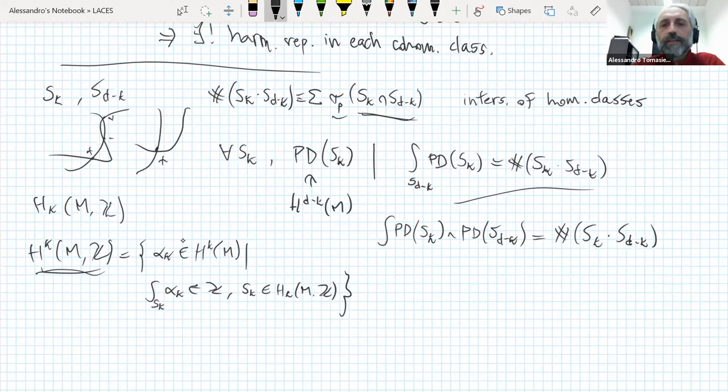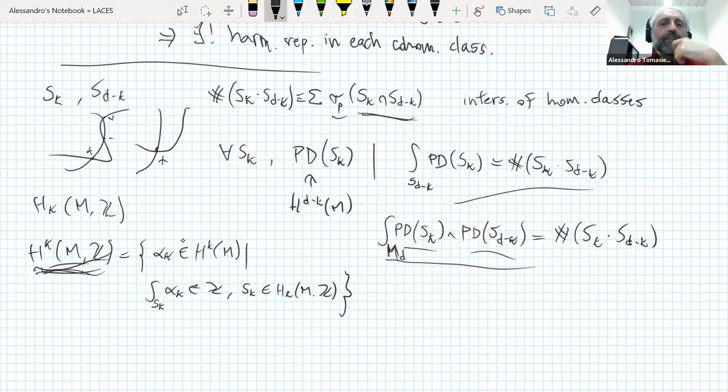And also we see, given this, that for elements of HK of Z, the integral, this is the integral over M, this is a D minus K form, this is a K form, so they integrate over the whole M_D. So you see that the integral over the whole manifold of the wedge of two integer classes has a topological meaning, and it is an integer too. So this is a refinement of the rank homology.